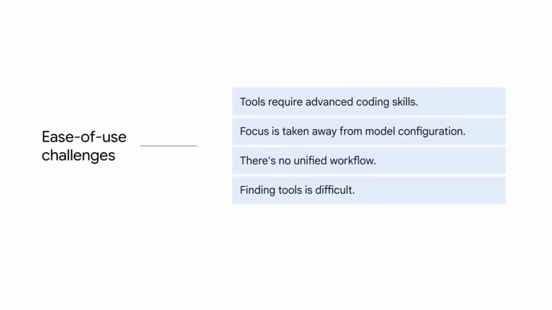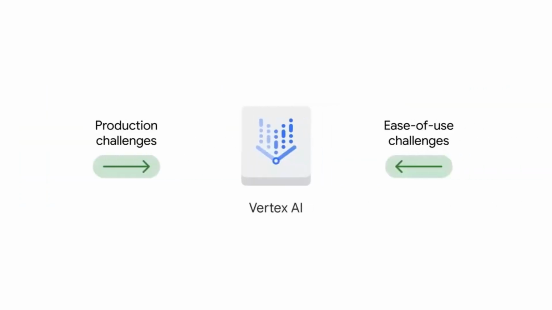There are also ease-of-use challenges. Many tools on the market require advanced coding skills, which can take a data scientist's focus away from model configuration. Without a unified workflow, data scientists often have difficulties finding tools. Google's solution to many of the production and ease-of-use challenges is Vertex AI, a unified platform that brings all the components of the machine learning ecosystem and workflow together.